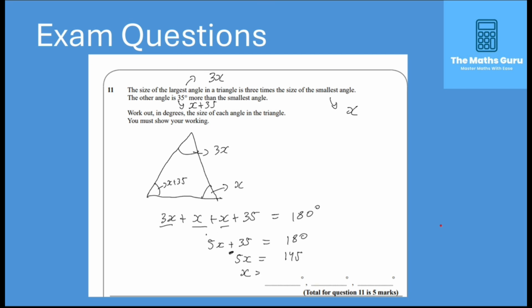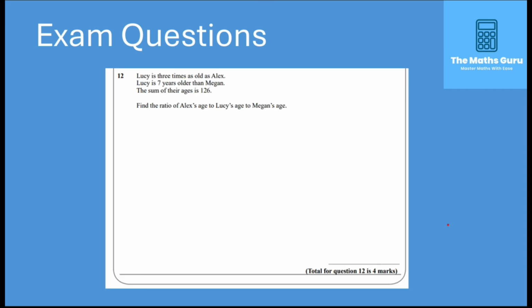In this case, we divide through by 5 on both sides of the equation, and we get x is equal to 29 degrees, which means this angle is equal to 29 degrees. This angle is equal to 3 times 29 degrees, which is equal to 87 degrees. And this angle is 29 add 35, which is 64 degrees. Hence, if we're to write this in chronological order, smallest angle is 29 degrees, the middle angle is 64 degrees, and the largest angle is 87 degrees.